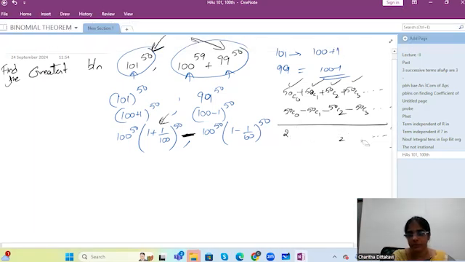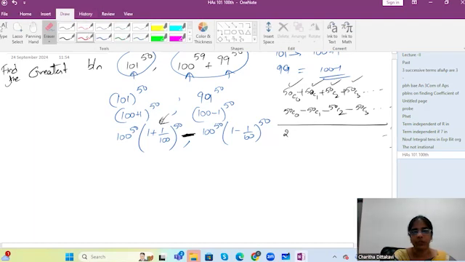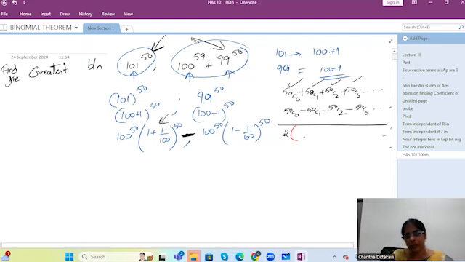Subtracting both the equations, what do I get? So I will be getting a 2 times something there, isn't it? While I'm subtracting, obviously these both get cancelled. 2 times 50C1 plus 50C3 plus so on is what I get, right? So now think about it.